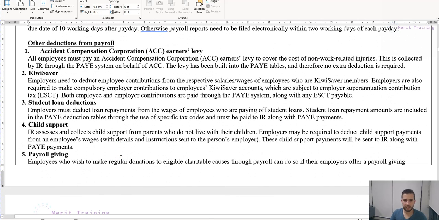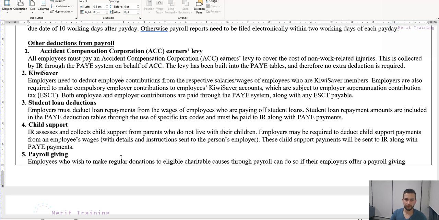So the next deduction is employee contributions to their superannuation. Now in New Zealand, that superannuation is called KiwiSaver. So employees do need to deduct employee contributions from the respective wages or salaries who are KiwiSaver members. It's not compulsory. In fact, members of their super fund can actually contribute a higher amount, so they can actually choose the amount they're going to be contributing.